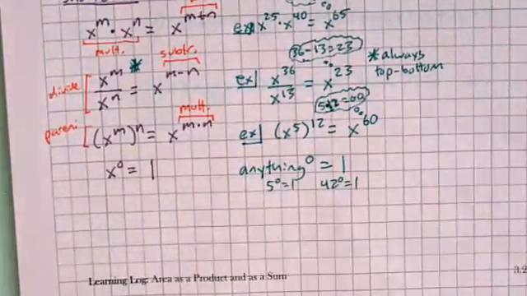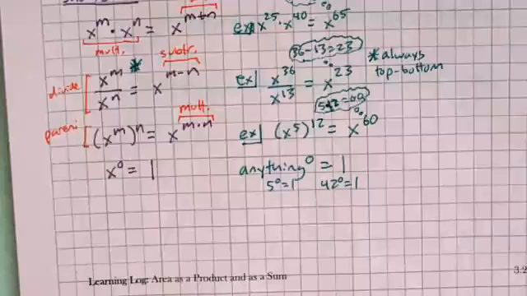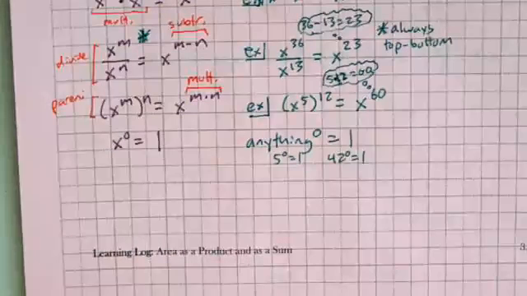There's one exception to this: 0 to the 0th power is undefined. But we don't need to worry about that in this class. It'll come up in Algebra 2. x to the 0 is 1.